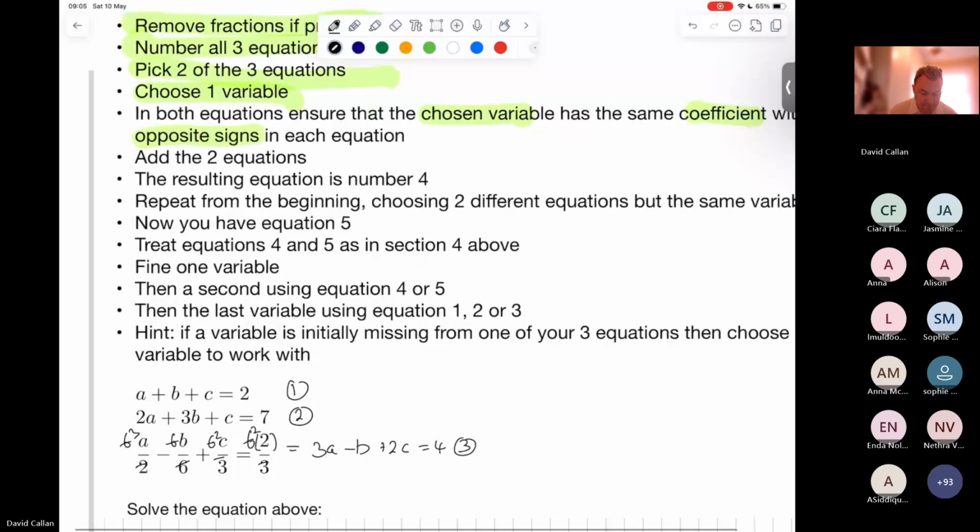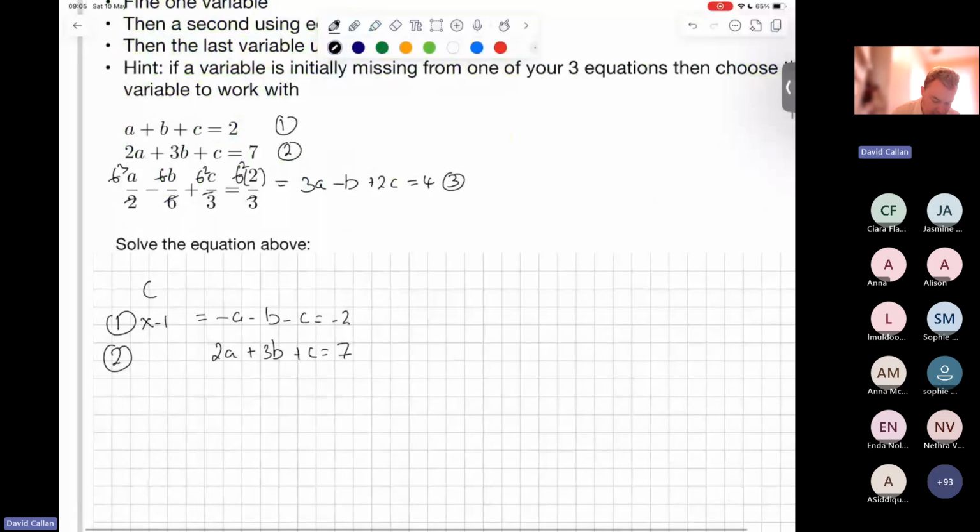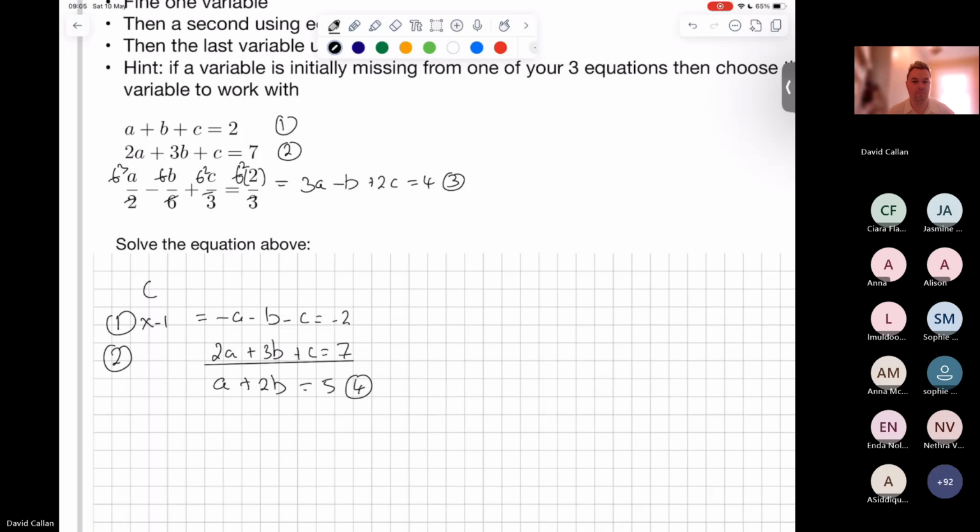Okay. Add your two equations. The resulting equation gets numbered 4. Cool. Off we go then. So add the two of these. So minus a plus 2a is just a. 3b minus b is plus 2b. And 7 minus 2 makes 5. And that's equation number 4 there.